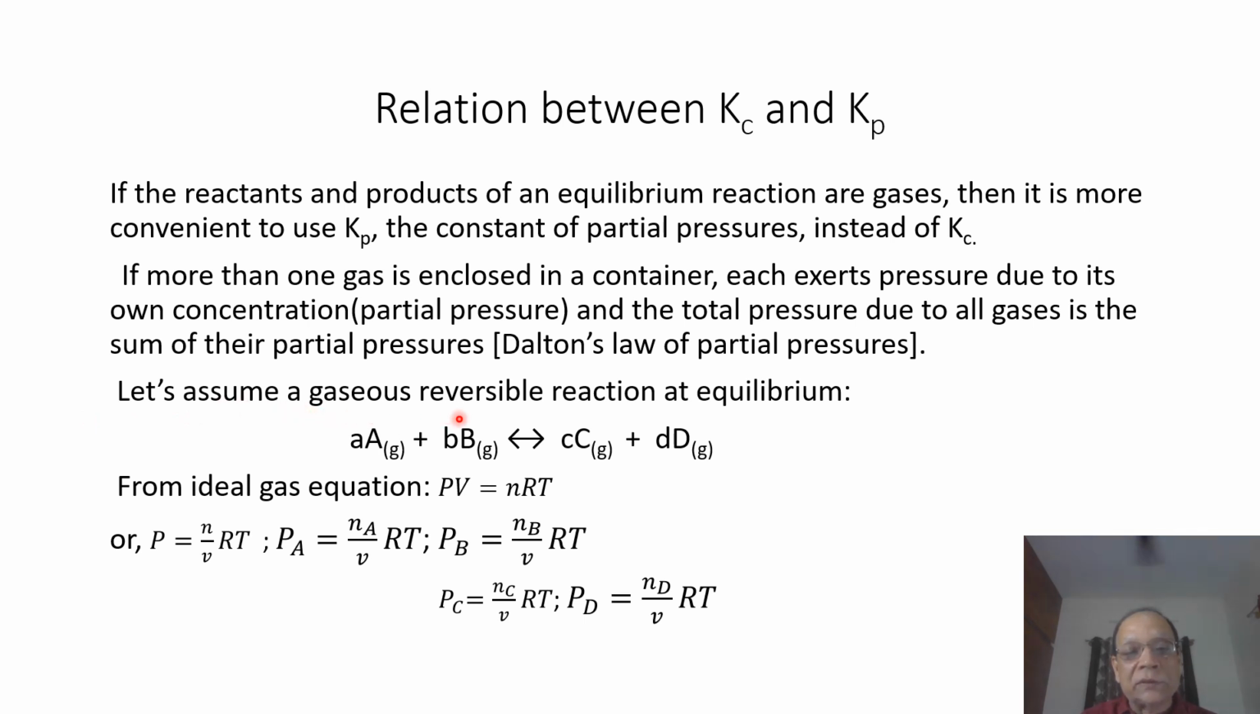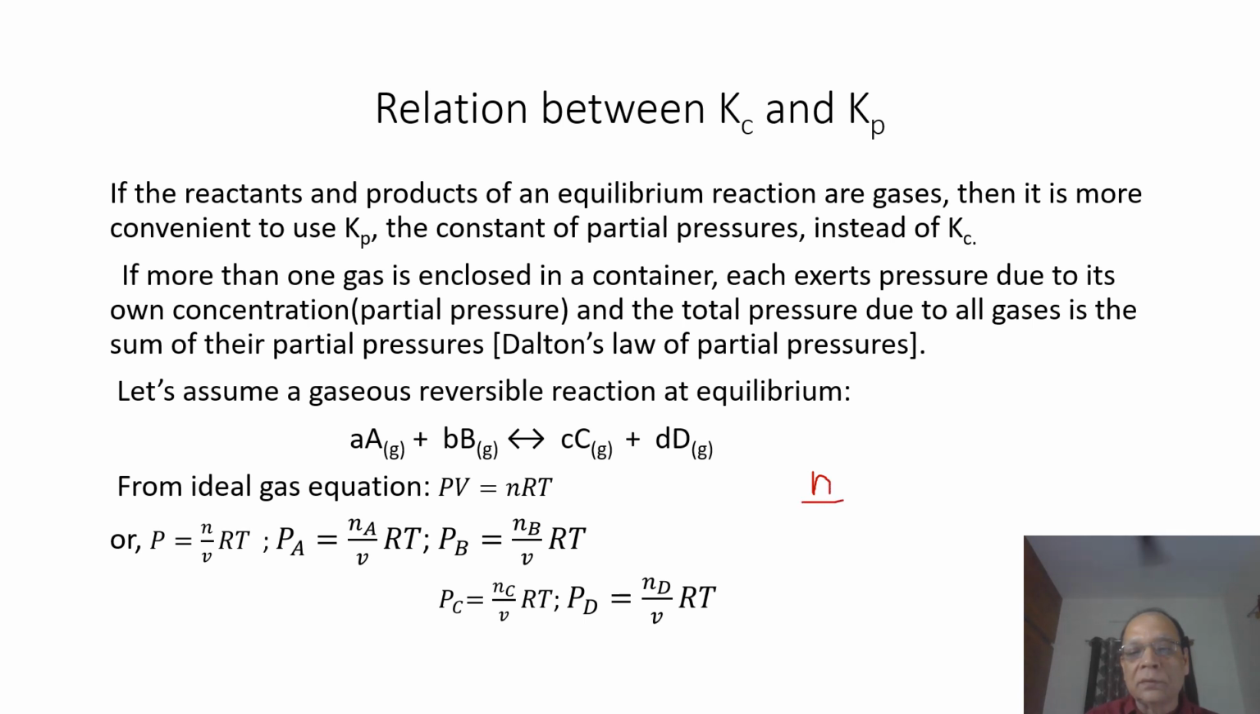Let us assume a gaseous reversible reaction at equilibrium. a moles of A gas, b moles of B gas, reversible, c moles of C gas produces c moles of C gas and d moles of D gas. From the ideal gas equation, PV is equal to nRT, or P, if we transpose V to the right side, then we have P equals n by V into RT.